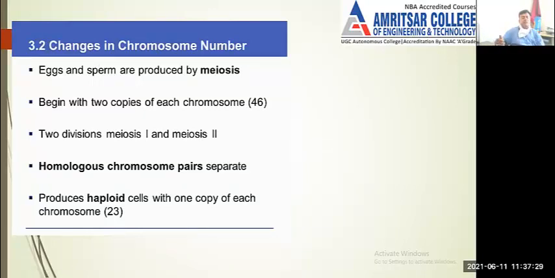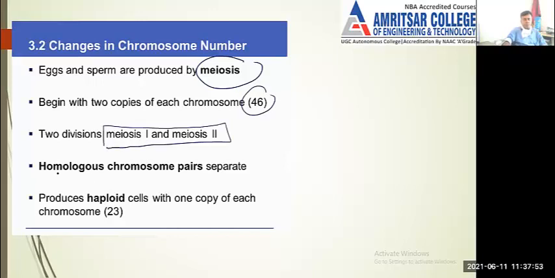What is the natural method to change the chromosome? The natural method is meiosis. There are two copies of this chromosome. Two divisions are there, meiosis 1 and meiosis 2. Then the homologous chromosome pair separates, producing haploid cells with one copy of each chromosome.